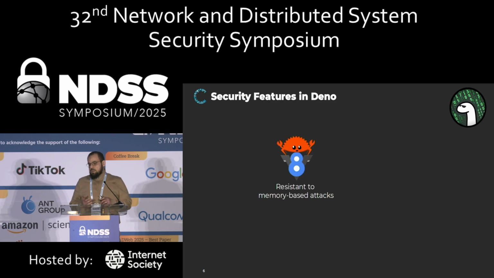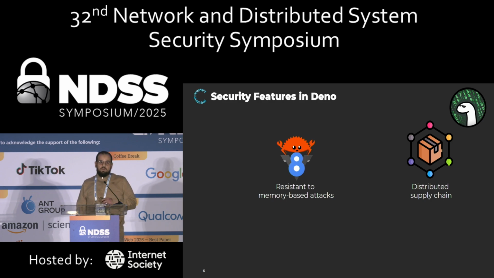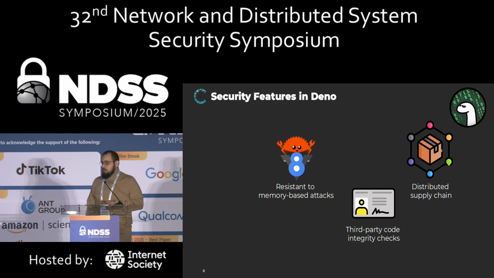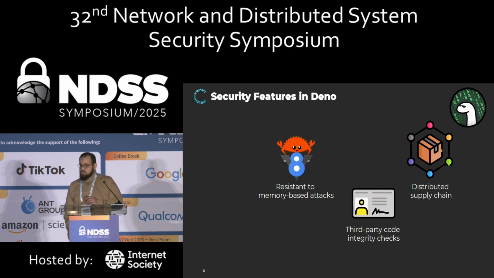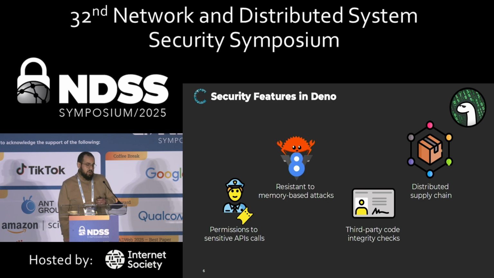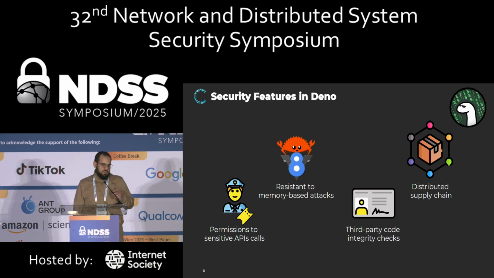First of all, the security features of Deno start with its resistance to memory attacks, since it uses the Rust language. And also, learning from NPM mistakes, it uses a distributed supply chain. As an optional feature on top of the distributed supply chain, it has third-party source code integrity checks. This could help Deno keep the integrity of the third-party source code used for Deno. And also it has the permission system that intercepts the communication or calling of these sensitive APIs.